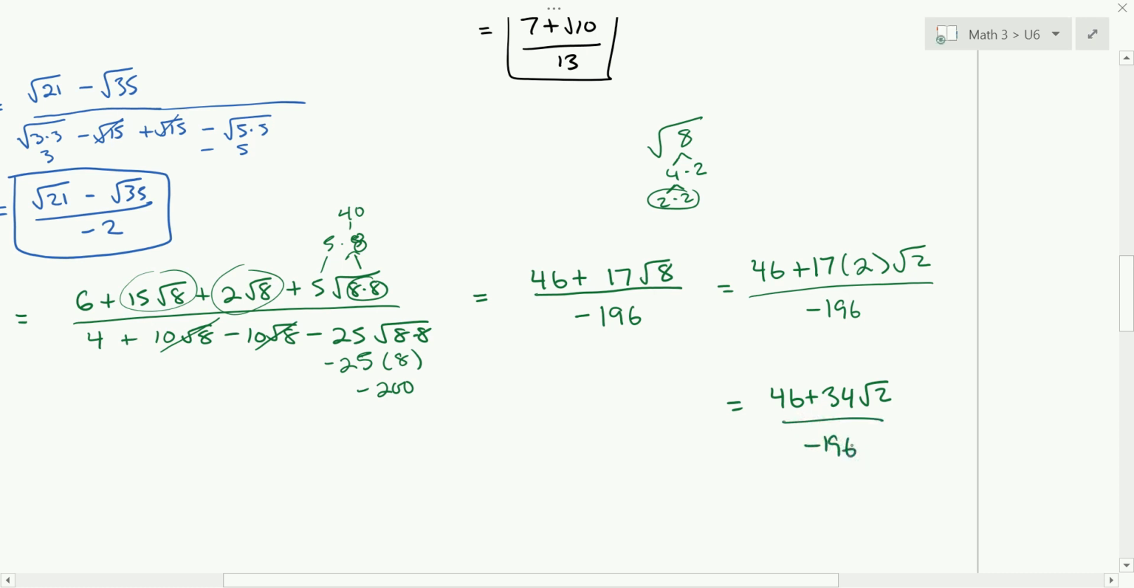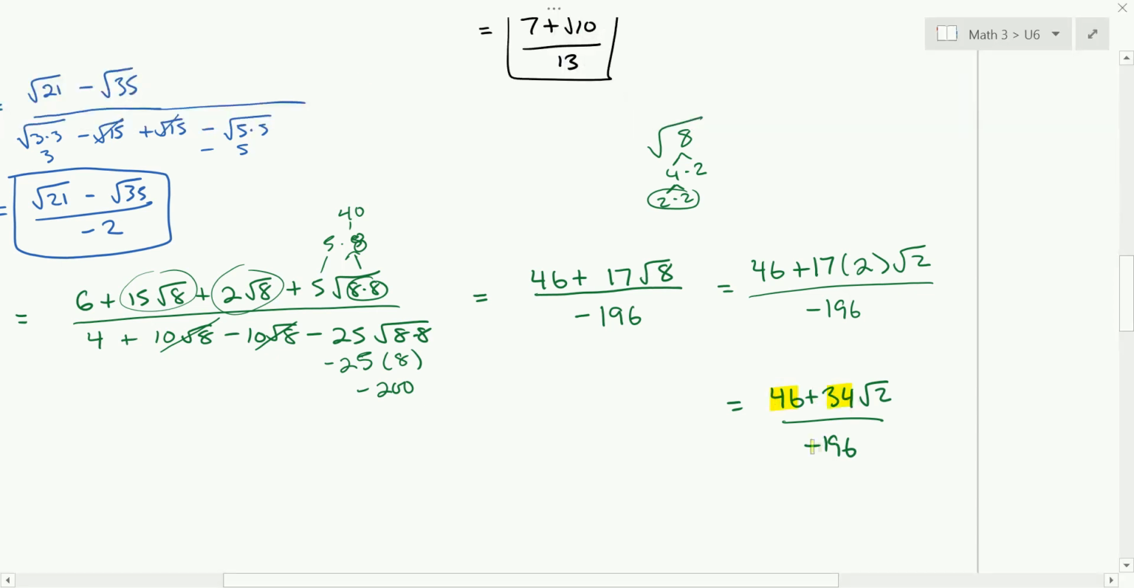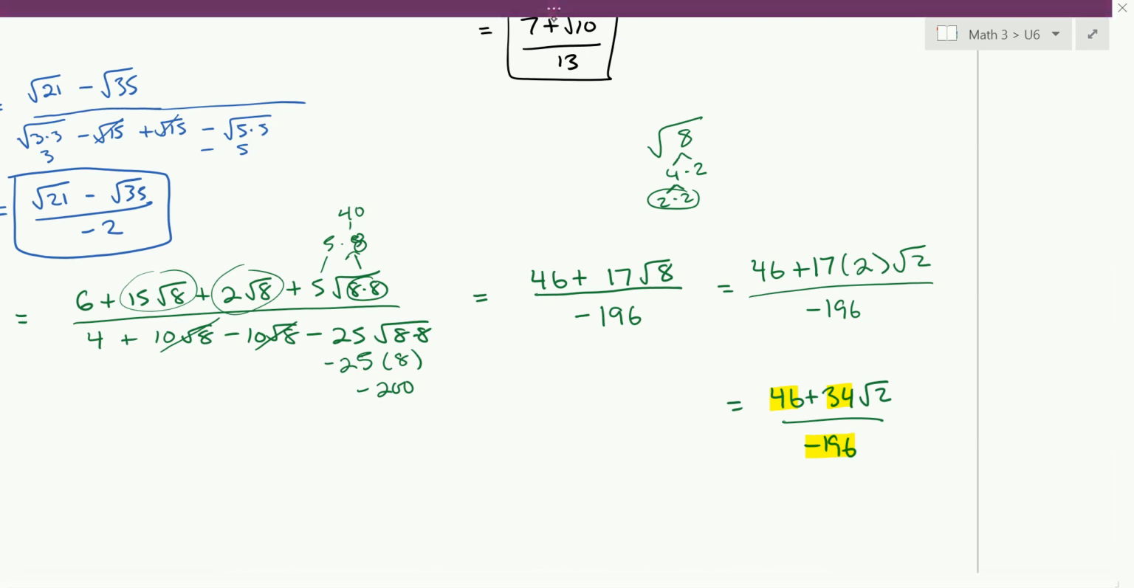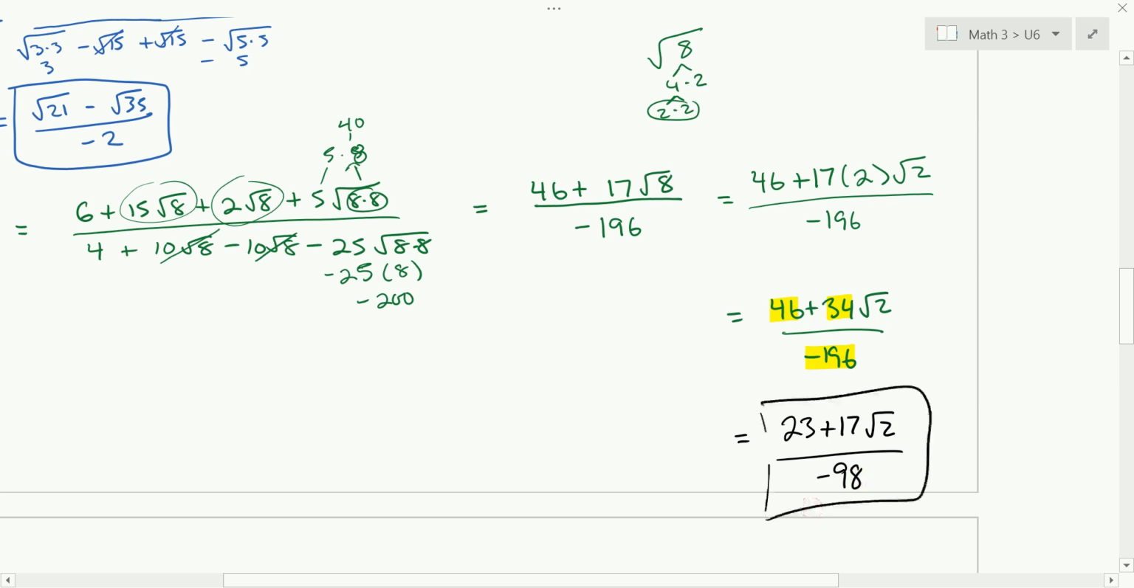And then what? See if you could divide them all by something. Look at the 46, the 34, and negative 196. They're all even. So divide them all by 2. So 23, 17, and what's half of 196? 98. Can we reduce more? No. All right. So reduce at that end. And if you could simplify those radicals, simplify them. Okay.